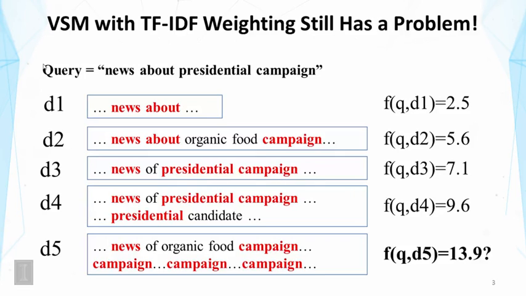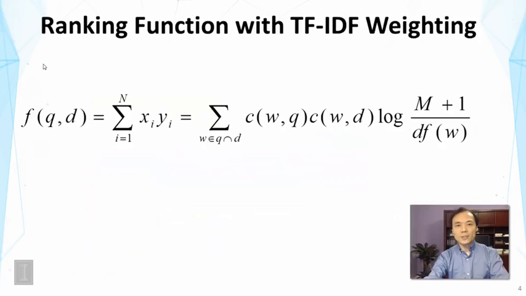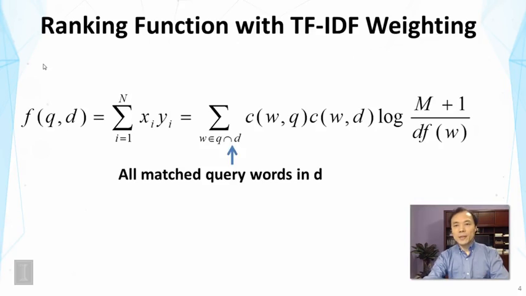Before we discuss the details, let's take a look at the formula for this simple TF-IDF weighting ranking function and see why this document has received such a high score. So this is the formula. And if you look at the formula carefully, then you will see it involves a sum over all the matched query terms. And inside the sum, each matched query term has a particular weight, and this weight is TF-IDF weighting.